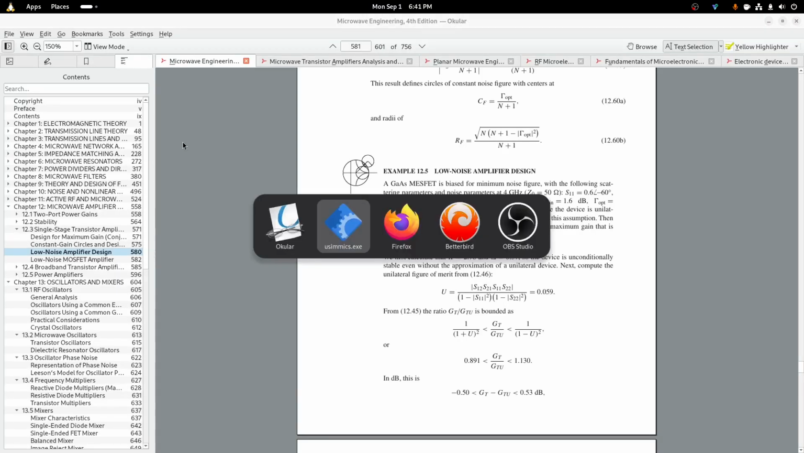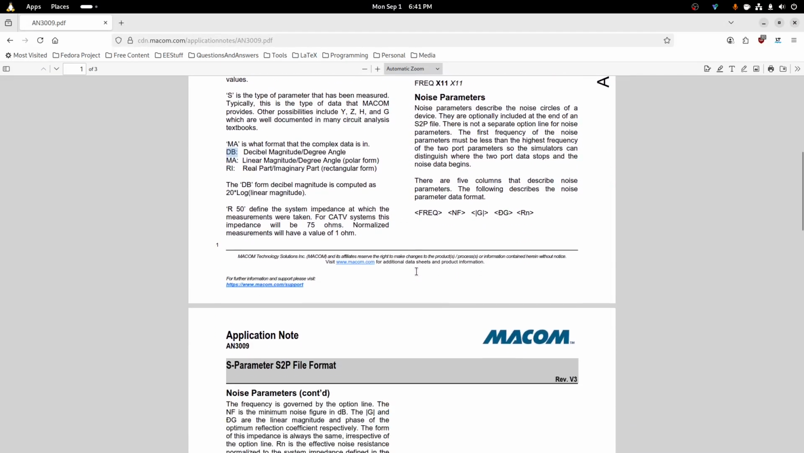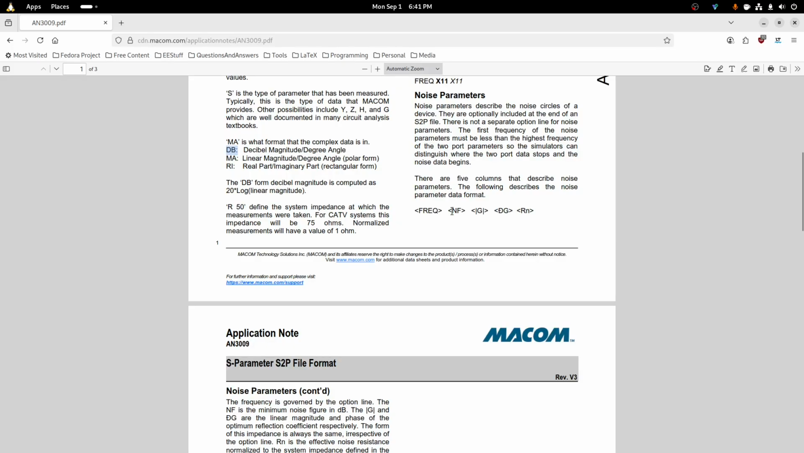And then per the application note, the noise parameters are going to be freq, noise figure, the magnitude of gamma, the degrees of gamma, and then Rn.